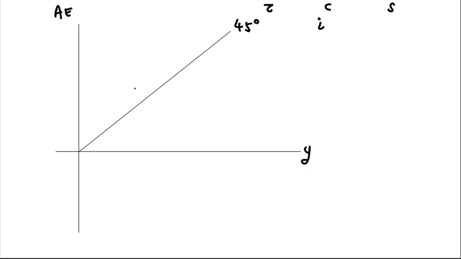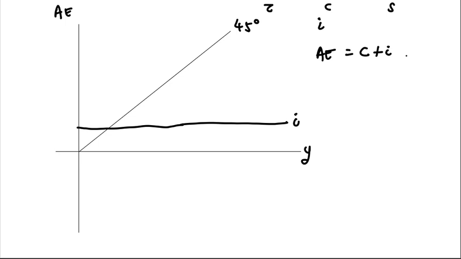So let's say we have this much investment, call it I. It can be 10, it can be anything. That means our aggregate expenditure consists of two components, consumption plus investment, isn't it? Now, if I put this aggregate expenditure curve here, it becomes like this. C plus I equals AE.